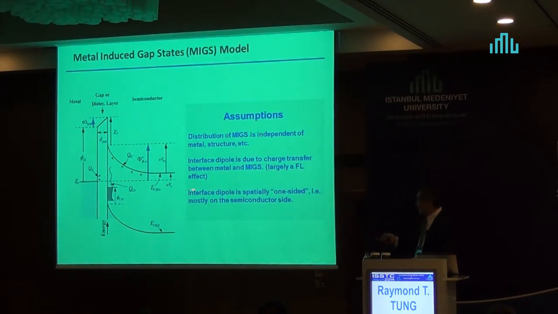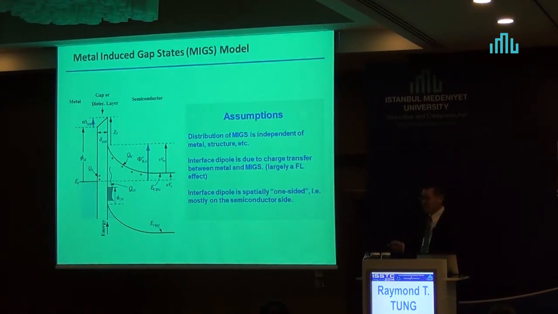So all the action is happening close to the Fermi level. And certainly the interface dipole is assumed to be spatially one-sided, because the metal is assumed to have a very large density of states, and the semiconductor has a low density of states. So all the charge transfer leads to is a long tail in the semiconductor with minimal penetration into the metal. As it turns out, none of these assumptions made in these models are actually in agreement with how interface states are actually formed quantum mechanically.